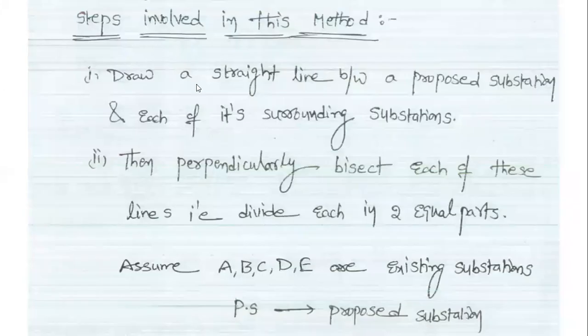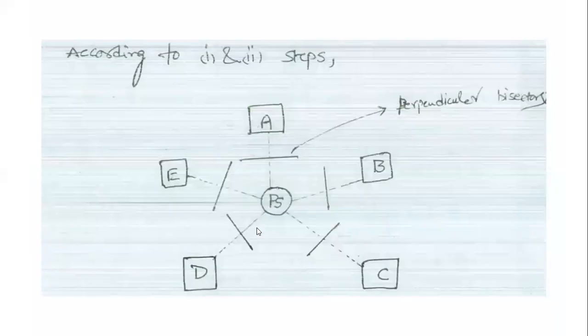Steps involved in this method. First, draw a straight line between the proposed substation and each of its surrounding substations. First of all, we draw the proposed substation. This is the proposed substation, and A, B, C, D, E are the various load utilities.